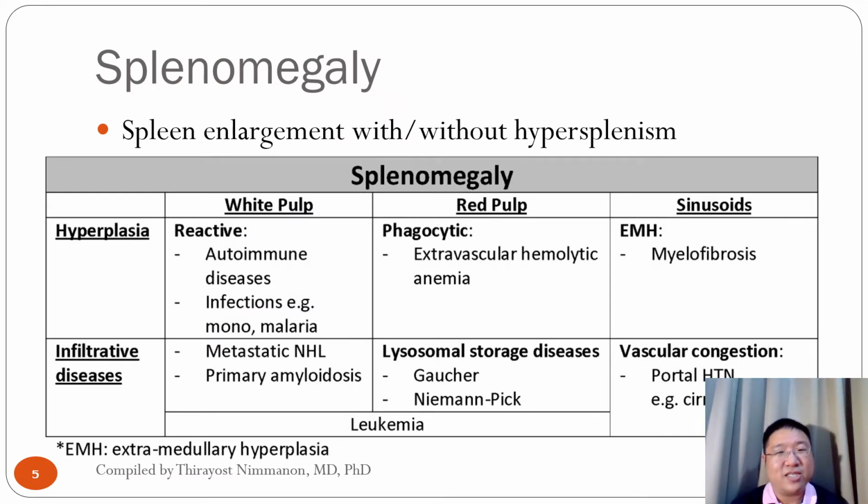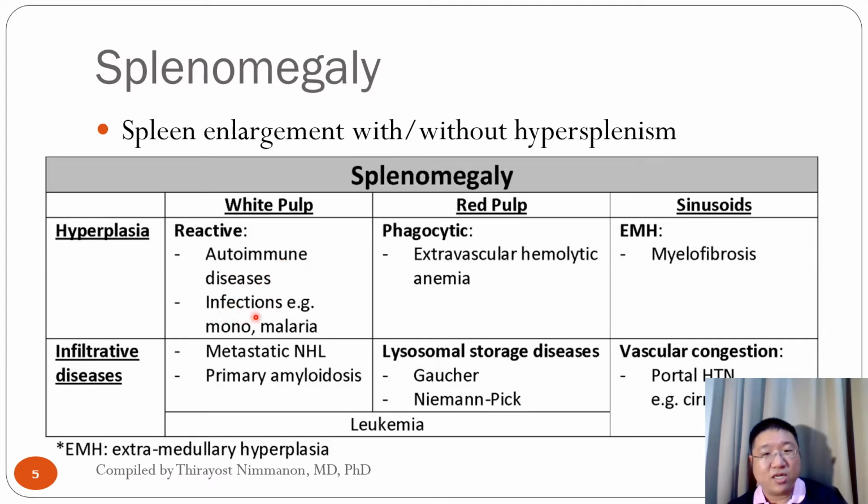Splenomegaly has so many causes. Splenomegaly means spleen enlargement, maybe with or without hypersplenism. The causes include hyperplasia, maybe from autoimmune diseases or infections. These conditions will cause expansion of the white pulp, or the expansion of the red pulp.